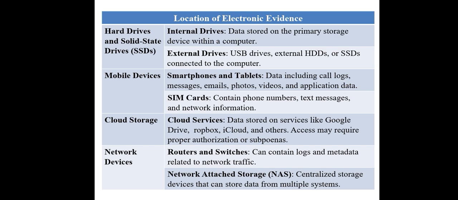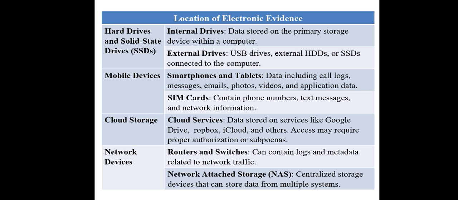In hard drives and solid state drives, we can say there are two types, internal drives and external drives. Internal drive is data stored on the primary storage device within a computer, and external drive means a USB drive, external HDD or SSD connected to the computer. Next are mobile devices. Mobile devices contain smartphones, tablets and SIM cards. Smartphones and tablets include call logs, messages, emails, photos, videos, and application data, whereas a SIM card contains the phone number, text messages, and network information.